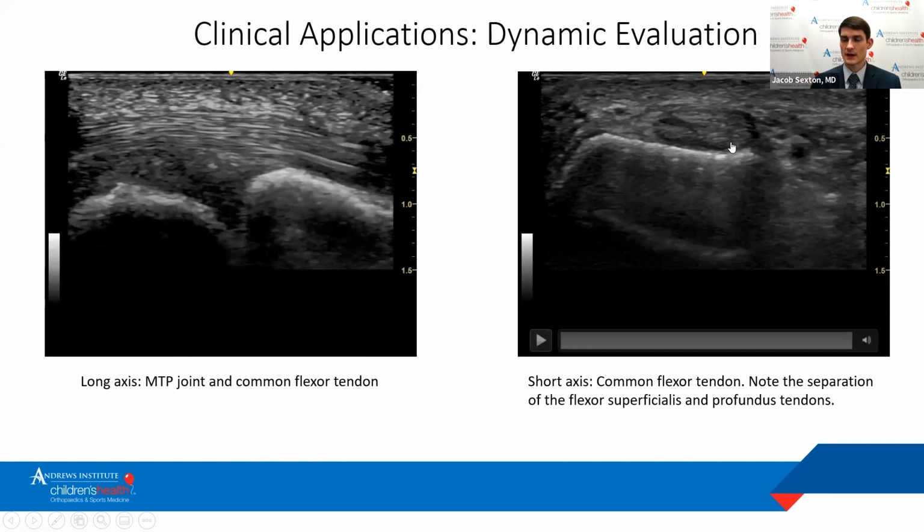The other way is to see separation of tissues. As we know in the finger in particular, you have the flexor digitorum superficialis and the flexor digitorum profundus.